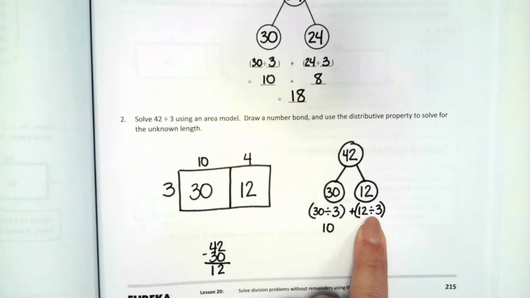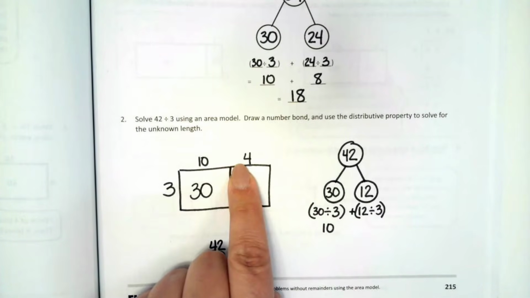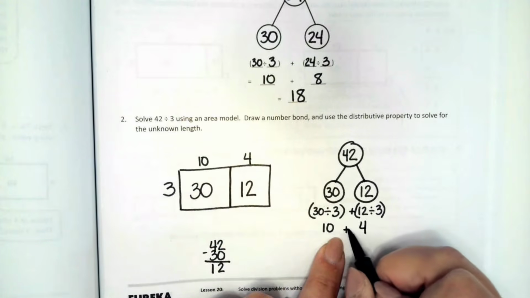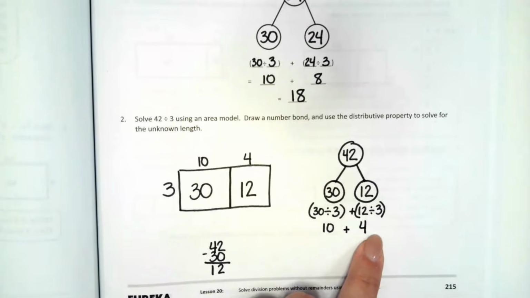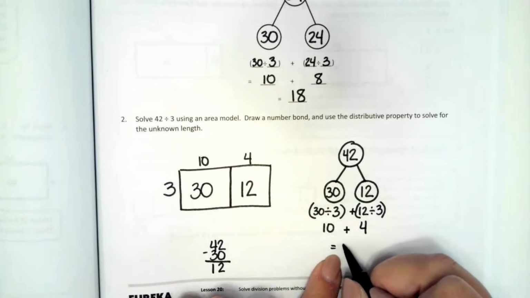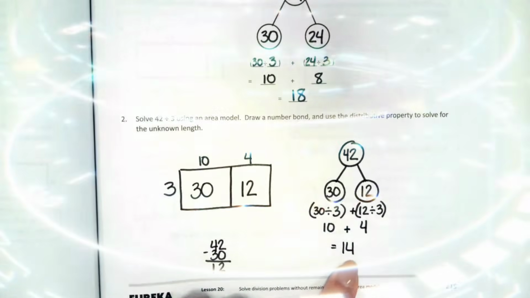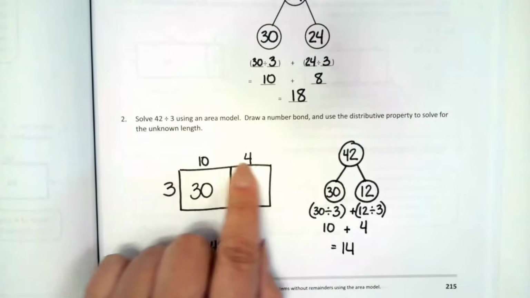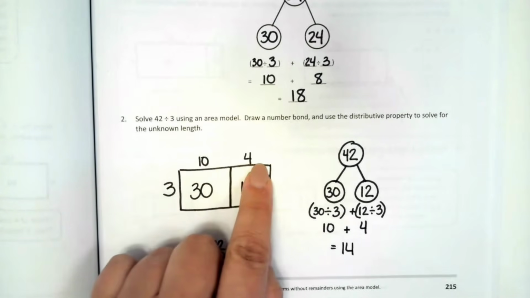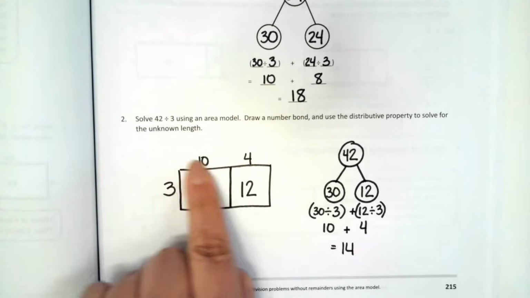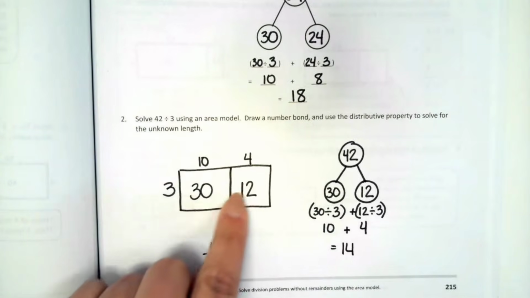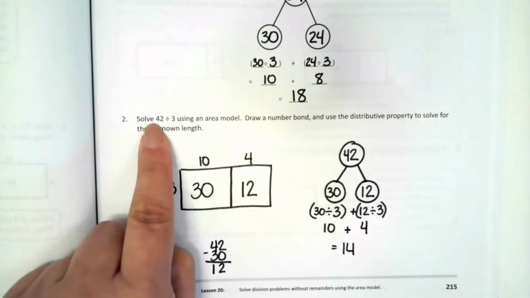What does 12 divided by 3 equal? 12 divided by 3 is 4. That goes here. Then we add 10 plus 4, and that equals 14. And that is the quotient. For the area model, it's the length. The length is 14, and the width is 3, and the total area is 42.